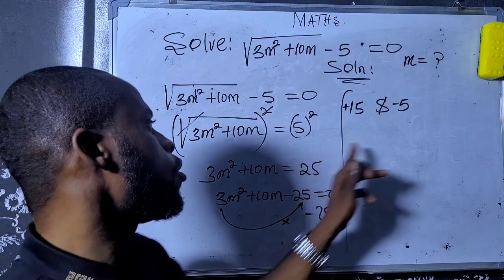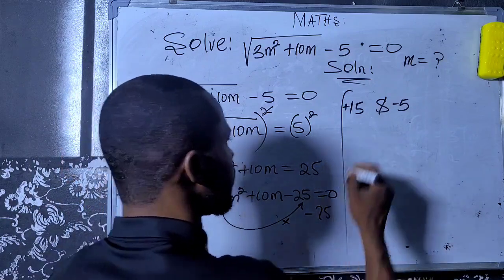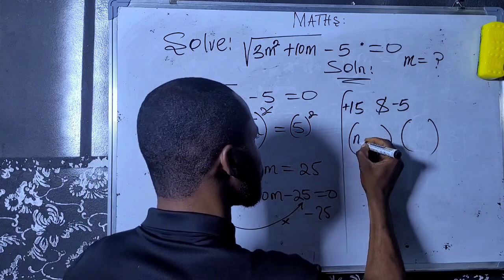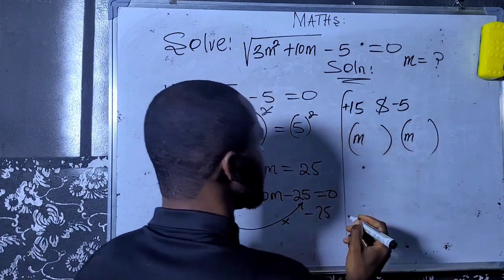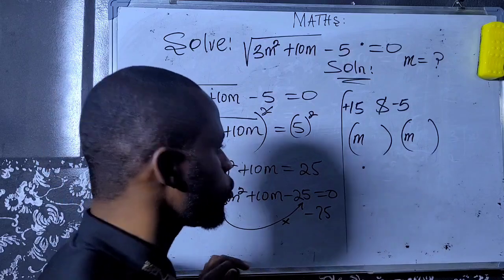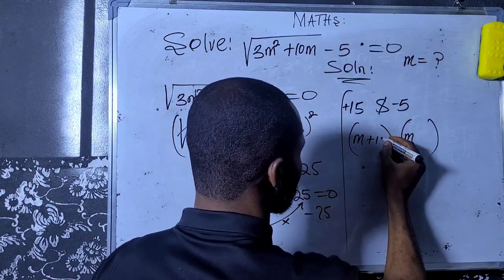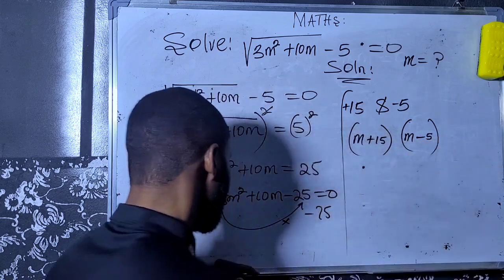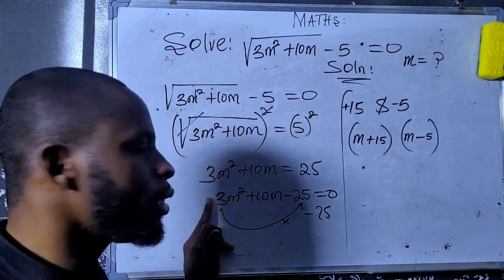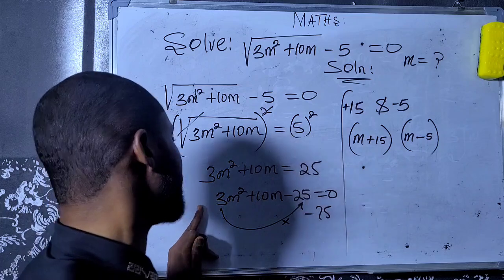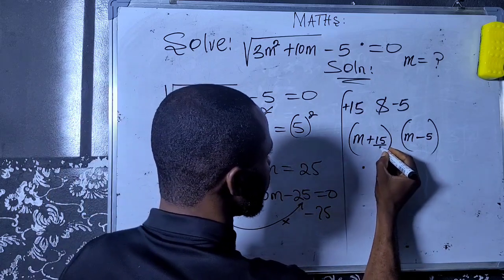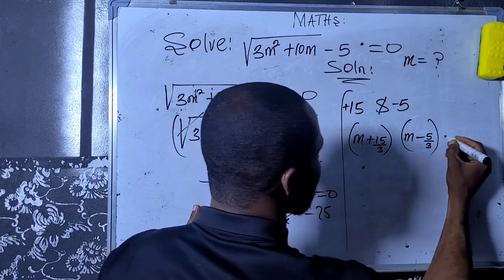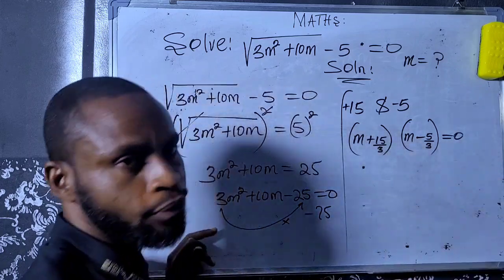But at this point, open 2 brackets like this. This is m squared. Insert one m here, another one here. Then introduce each of the factors into each bracket. You can decide to put plus 15 here, and you can decide to put plus minus 5 here. Then, since this is 3 here, the leading coefficient, divide each of the factors by the leading coefficient here, which is 3. Divide here by 3, and divide here by 3 as well, and set this equals 0.